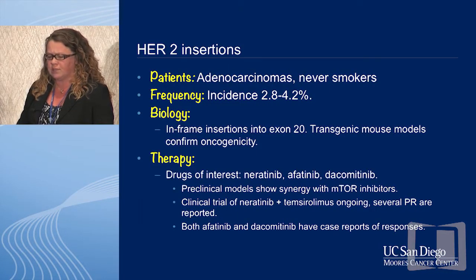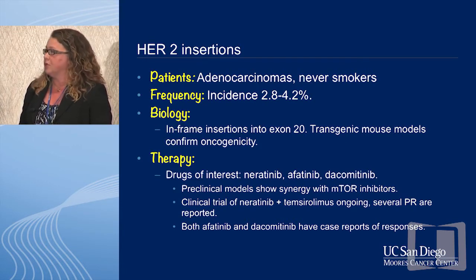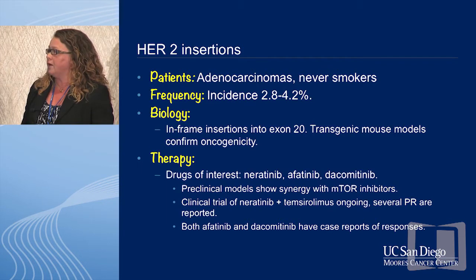So, HER2 insertions are rare. Usually it happens in never smokers. It's usually an insertion in exon 20. We do have confirmation of oncogenicity in transgenic mouse models. The drugs that are being considered for patients with HER2 insertions are neratinib, afatinib, and dacomitinib. There is some preclinical model that shows synergy with mTOR inhibitors, and there are actually reports of patients responding to a combination of neratinib and temsirolimus. There are also some case reports showing response to afatinib and dacomitinib in patients who have an exon 20 insertion.